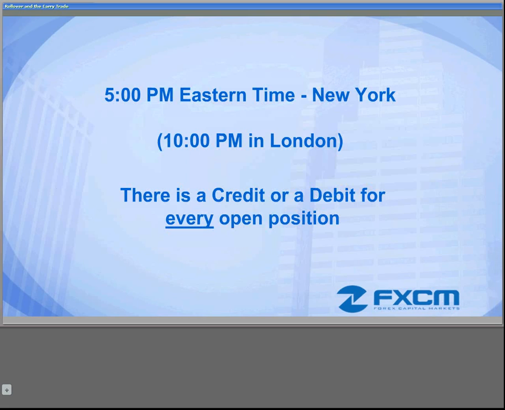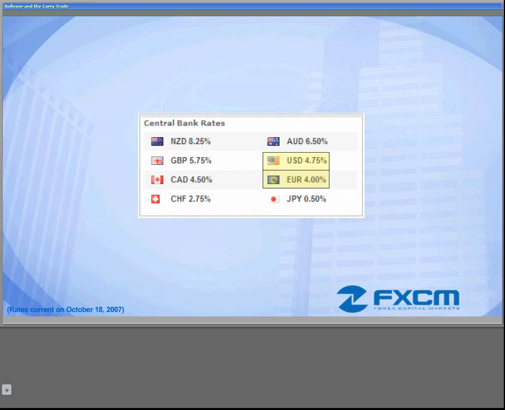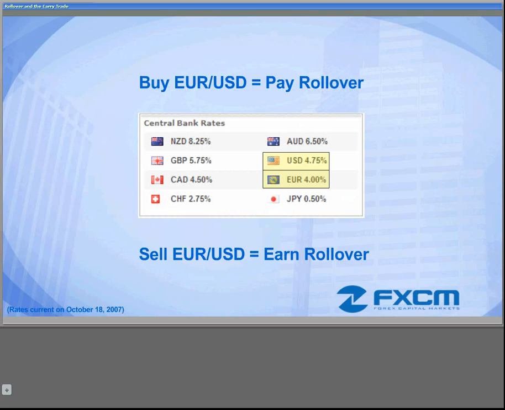Eastern Time. The amount of rollover, as well as whether you earn or pay interest, depends on the interest rates for the currencies you are trading. You can always find the current central bank rates at dailyfx.com. For example, the interest rate in the Eurozone right now is 4%, while the US rate is 4.75%. Because the Euro interest rate is lower than the US interest rate, you will pay rollover if you buy the Euro-US dollar. You will earn rollover if you sell the Euro-US dollar.